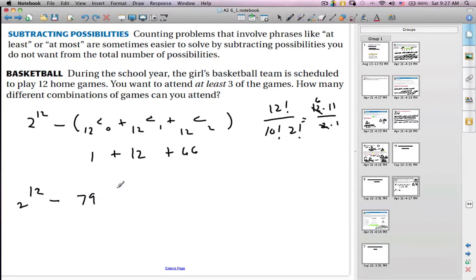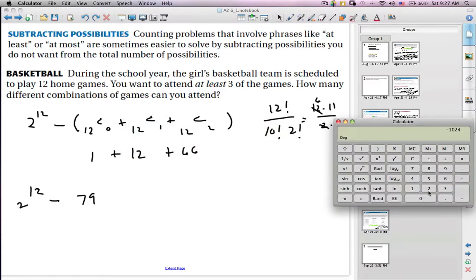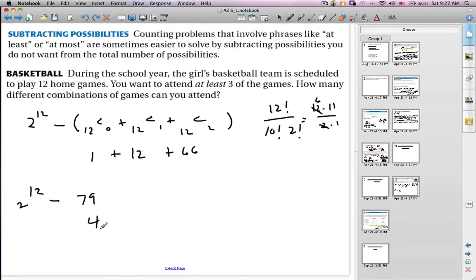Okay, so now I'm going to go back to my calculator and figure out what is 2 to the 12th. 2 to the 12th power is 4,096 minus 79. The answer is there are 4,017 different ways for me to attend at least 3 games. Okay, so that's a beginning start into the ideas of combinations. Also working with using combinations to do binomial expansions and solving problems using combinations.